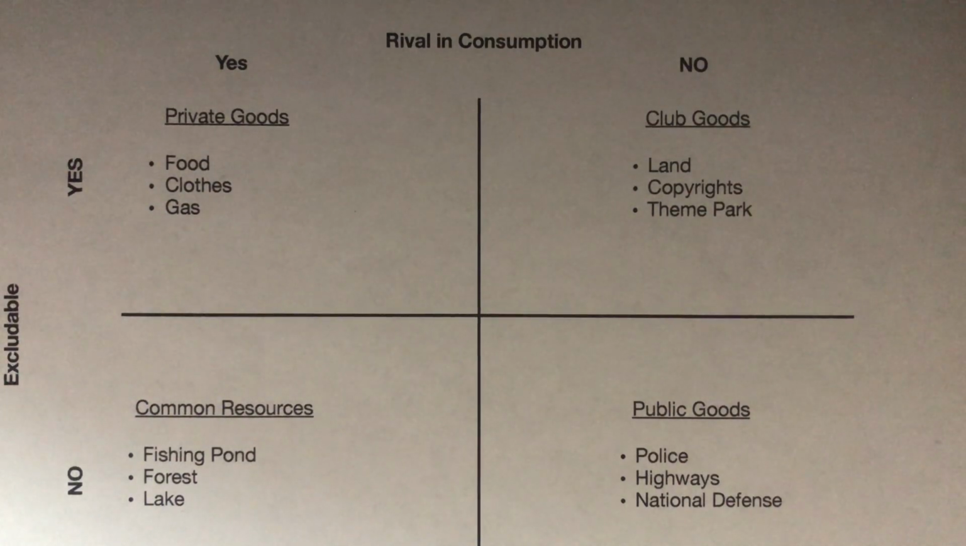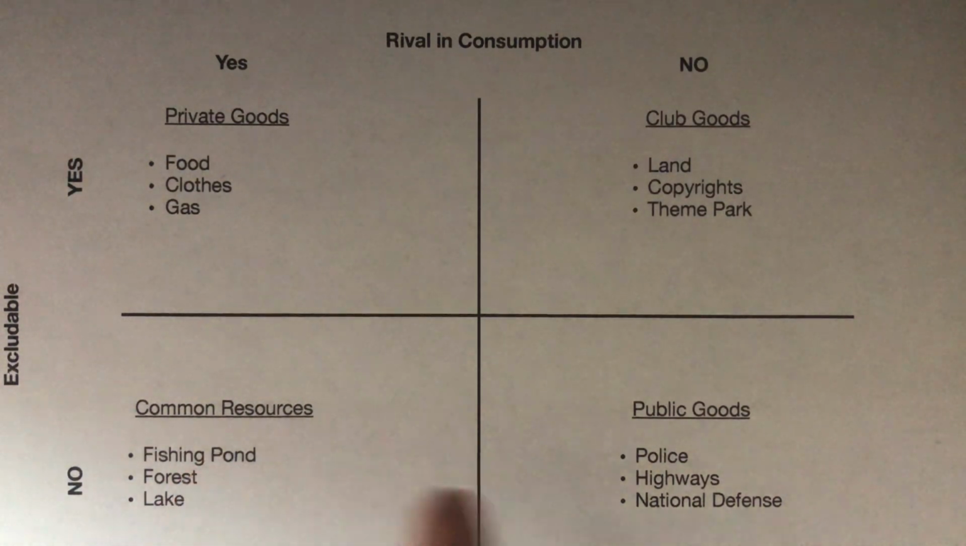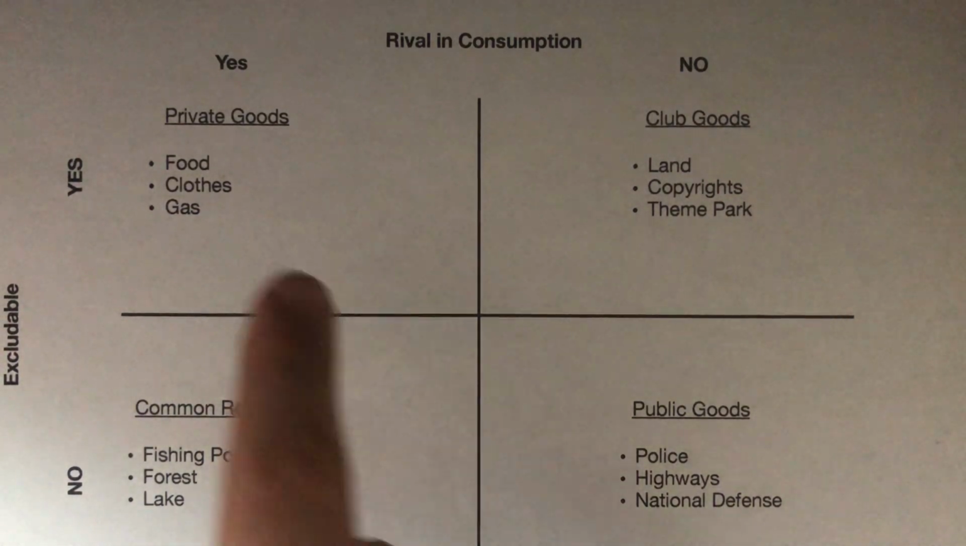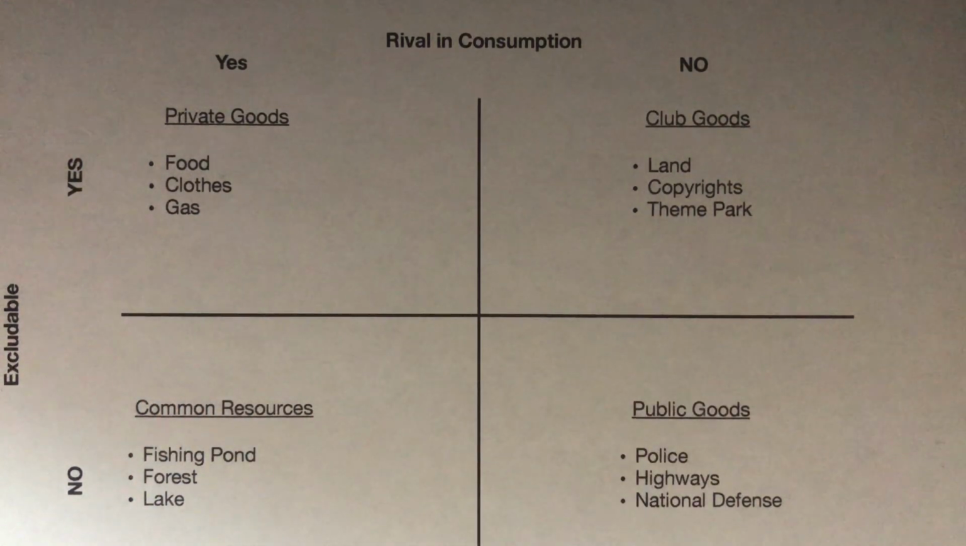Hello. Today in this video I'm going to be talking about public goods and common resources. I'm going to talk about the similarities, the differences, and what exactly both of them are. So here we have a chart that differentiates exactly what each type of good is and what the differences between them are. We're going to be mainly looking at common resources and public goods, but along with those differentiations, there are also private goods and club goods.